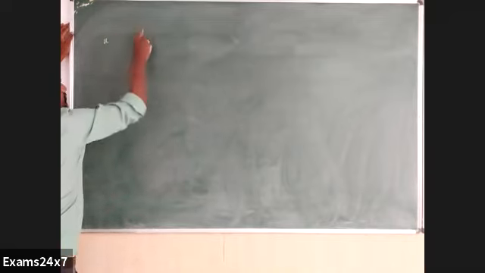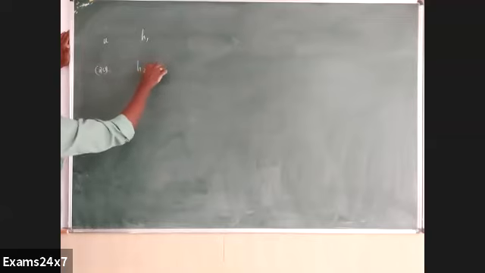Simple question related to this. An object is thrown up with a velocity u. The maximum height reached is h1. If it is thrown up with a velocity 2u, what will be the maximum height reached, h2?